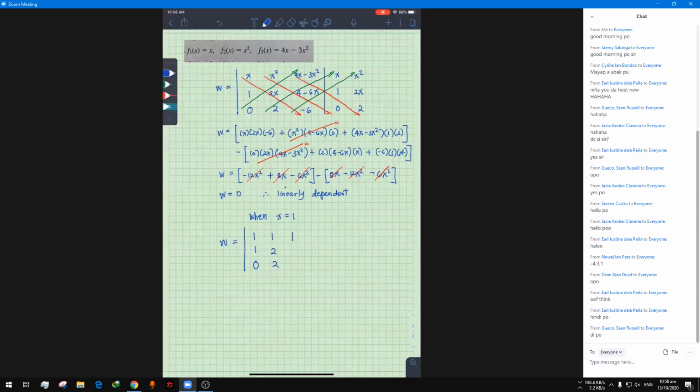Then 4 minus 6, that is negative 2. Then I have negative 6. So just rewrite 1, 1, 0, then 1, 2, 2. So W then, yan. 1 times 2 times negative 6, negative 12. 1 times negative 2 times 0, so plus 0. 1 plus 1 times 1 times 2.